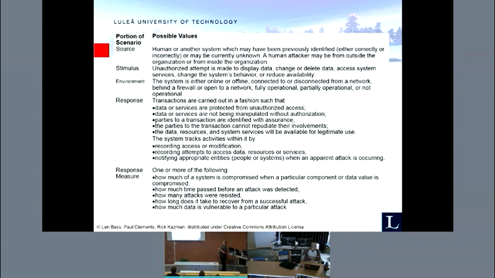And things you can do, you basically track these activities. You track the modifications being done, access to data and services. And if you suspect something, you notify the appropriate persons or entities or banks or whatever, right? A number of responses you can do.